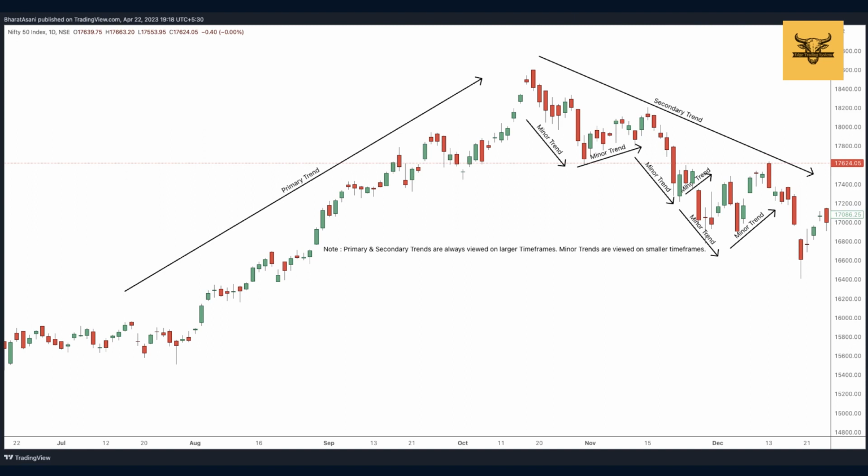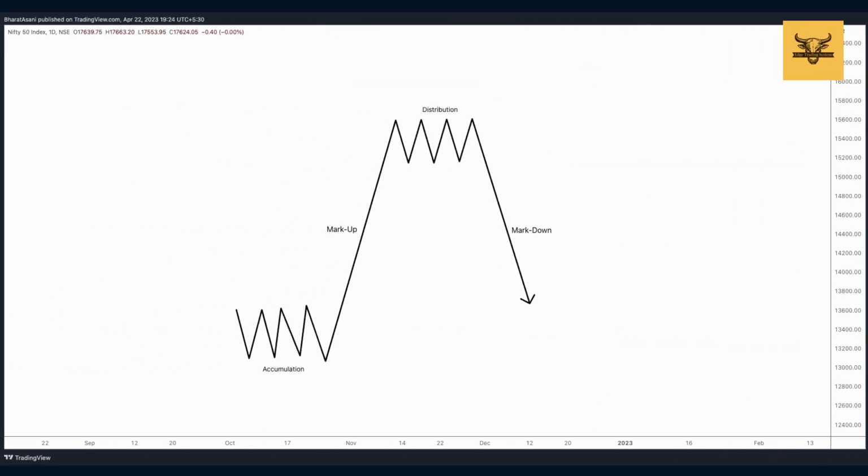The minor trends form the secondary trends. Usually, but not always, a secondary trend consists of 3 or more minor trends. Most traders focus on the primary and secondary trends, and here's the reason why. Minor trends often include a considerable amount of market noise. When you focus on minor trends, you can get caught by short-term volatility and lose focus on the bigger picture of the trend. Understanding market cycles will help you to better identify trends.